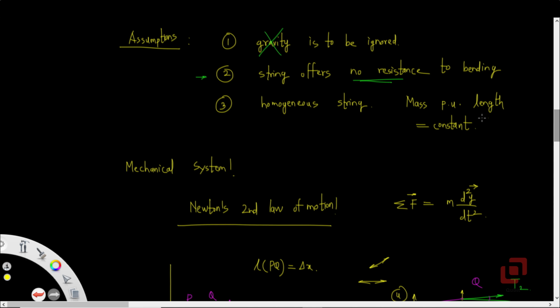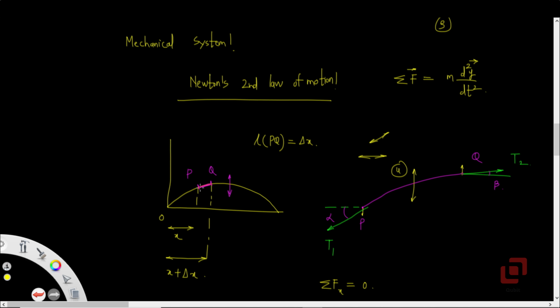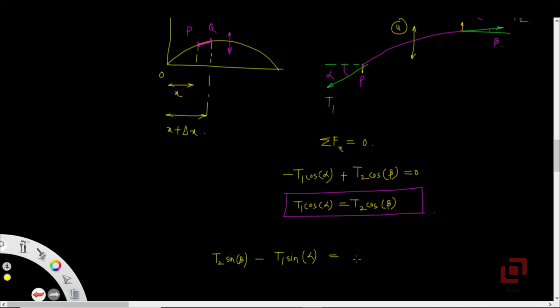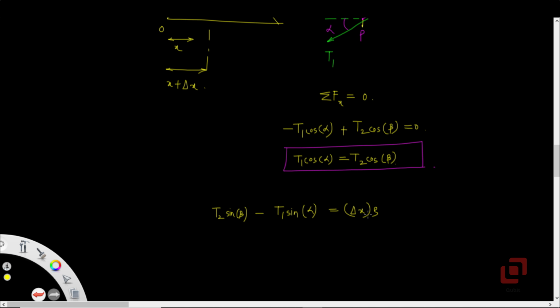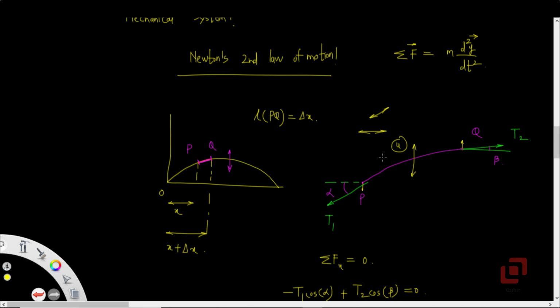Let us assume that the length density of this homogeneous string is rho. And if the length of PQ is delta x, then the mass of the string element PQ will be length times the length density. So it will be rho into delta x. To this we should multiply by the acceleration. Acceleration is the second derivative of displacement, and we are calling the displacement variable as u.